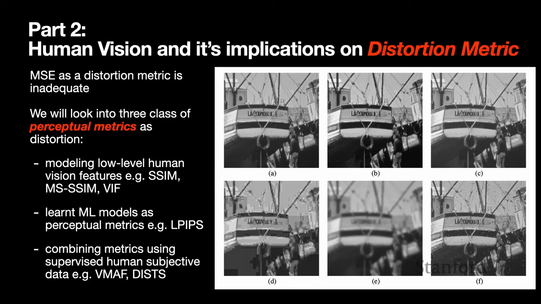So SSIM is something like 2002. LPIPS, I think, is like 2018, 19, something like that, maybe 20. And then VMAF is again, I think, 2015, 16, something of that. So all of these are pretty new methods, and it's a really hot area of research.